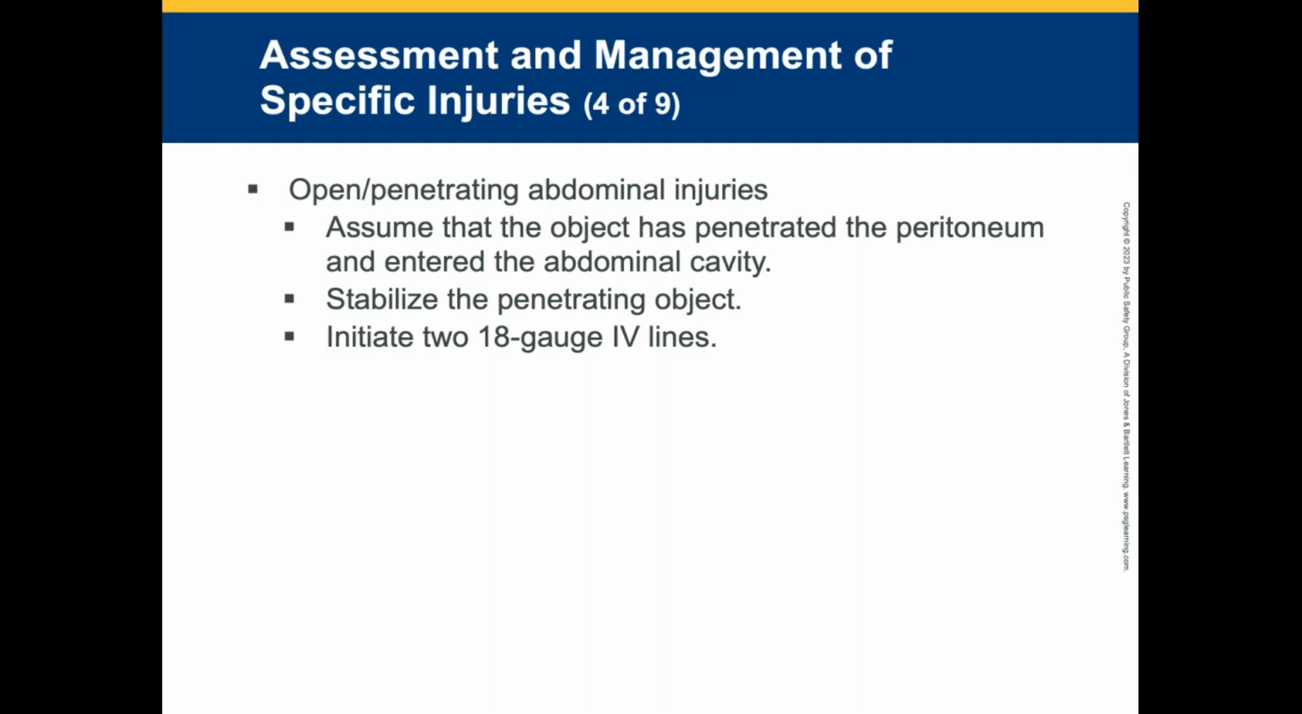Assume that the object has penetrated the peritoneum, entered the abdominal cavity, and possibly injured one or more organs. So if the object is still in place, do not remove it. Stabilize it in place. Initiate 2 18-gauge IV lines or larger, or follow local protocol. Increasing blood pressure can increase internal bleeding, so fluids may be given in a volume to maintain perfusion to vital organs.